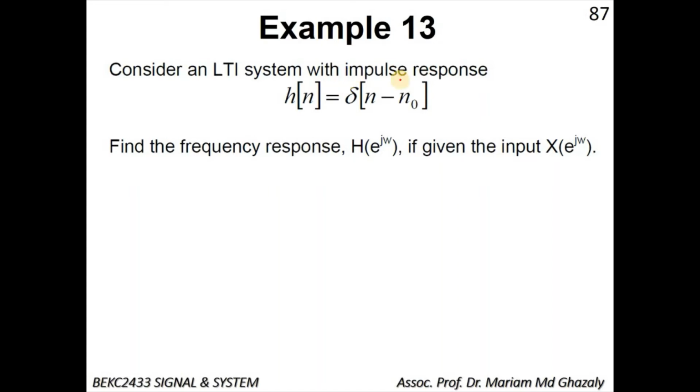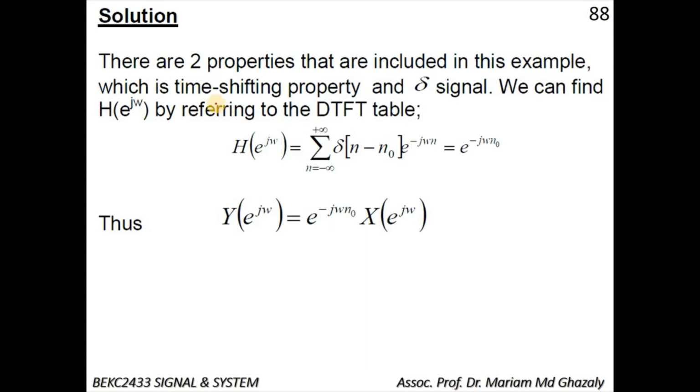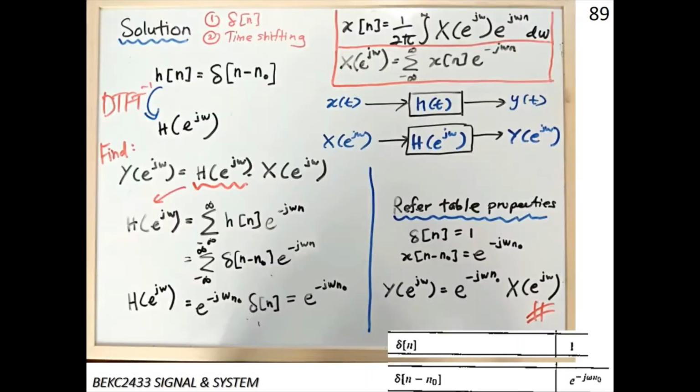Consider an LTI system with impulse response h[n] equal to delta[n - n0]. This means that you have two different properties of the signal. The first one is the impulse signal delta[n], and we have the time shifting here. So there are two properties. The question is to find the frequency response H(e^jω) given the input X(e^jω). To solve this problem, like I said, we have two properties here, delta[n] and the shifting property. So let's look at the solution.